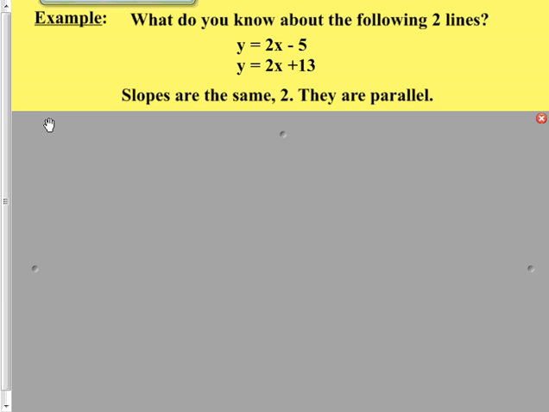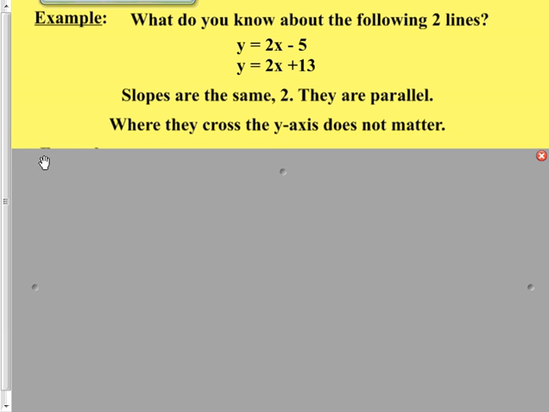Okay, so in this case, both of the slopes are the same. They both have a value of 2. They are both rising 2 units, running 1 unit, 2 over 1, up 2 over 1. They're both doing the same thing. That makes them parallel. Now you notice that the top equation is going to cross the y-axis at -5.